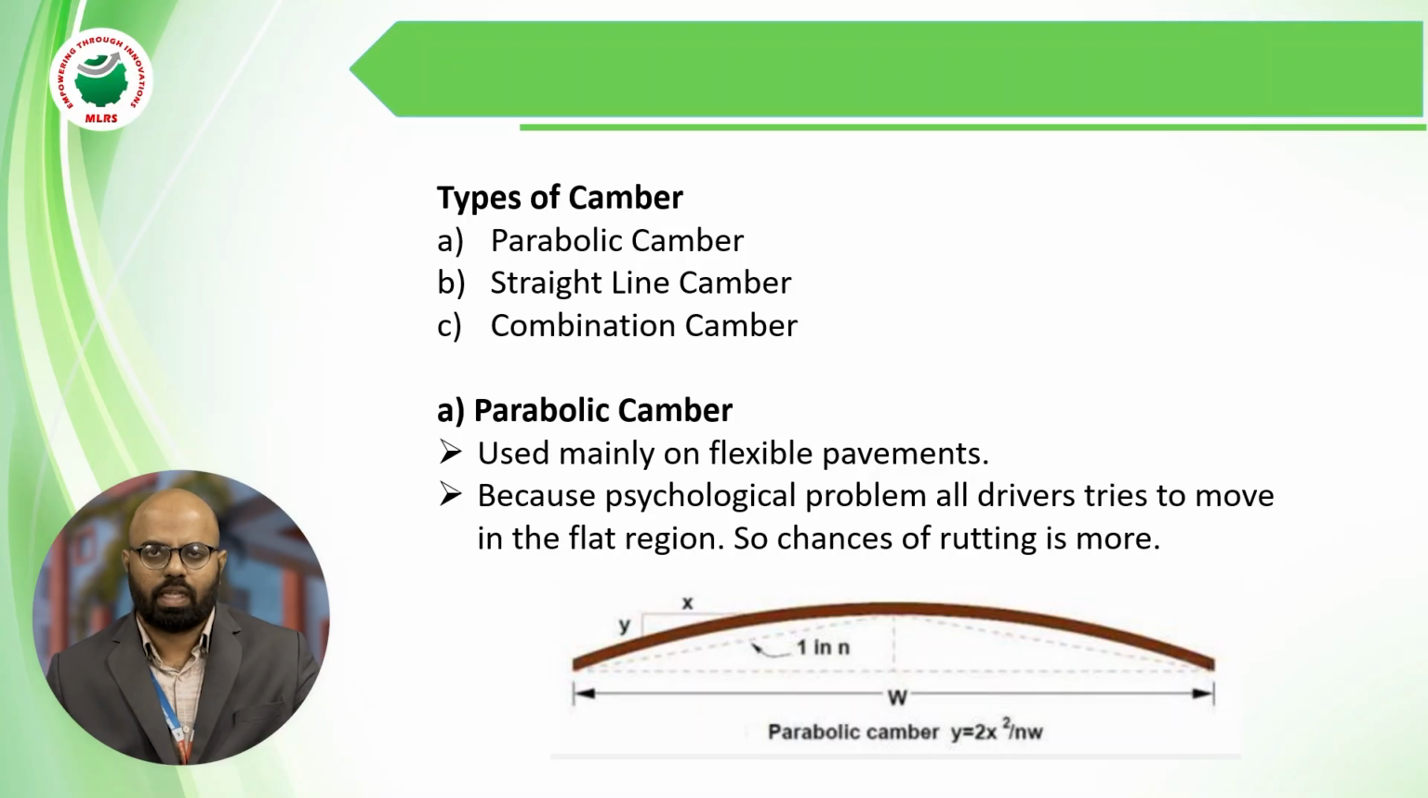And there are types of cambers. One is parabolic camber, another is straight line camber, and then combination camber. Parabolic camber is used mainly in flexible pavements, that is asphalt pavements, because of a psychological problem: all drivers try to move in the flat region, so the chances of rutting are more. In asphalt pavements, more vehicles move at the center, so there will be rutting happening here. That is the main drawback.